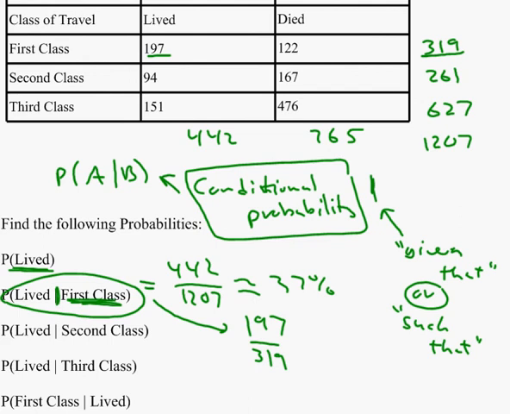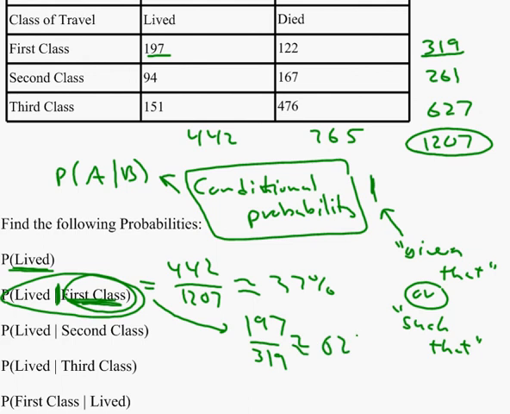Someone might ask, how come this isn't out of 1207? 1207 is all the passengers together, and that's not what this question is saying. When you put this vertical bar, which means such that, what we're saying is, just look at the first class passengers. Only look at those. If we look at just first class passengers, what was the probability that they lived? 197 out of 319. That's a pretty big number. It should be close to 60%. All right, so that's about 62%.